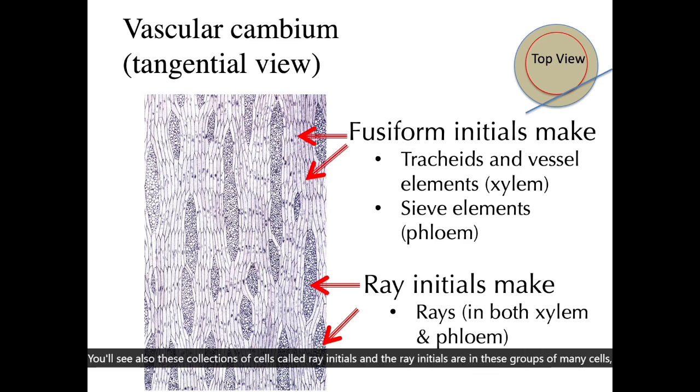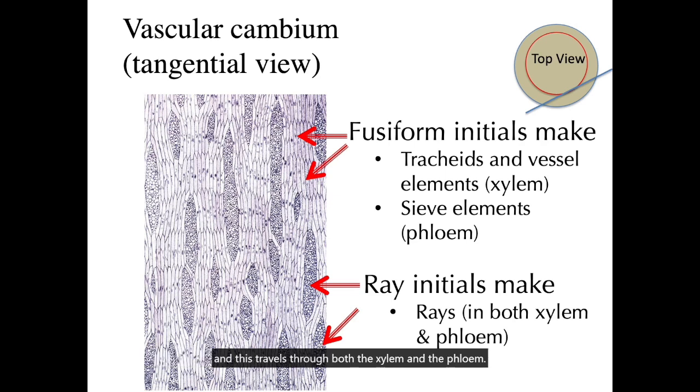You'll see also these collections of cells called ray initials. And the ray initials are in these groups of many cells, and they produce material that runs radially from the inside to the outside of the plant. And this allows the transfer of materials to the inside and to the outside, that is, laterally. And this travels through both the xylem and the phloem. And this is parenchymal tissue, actually.